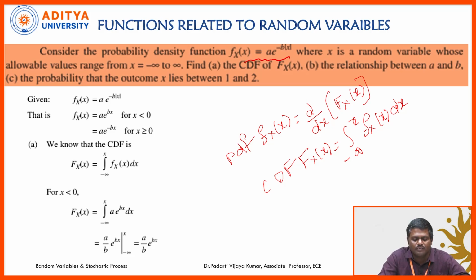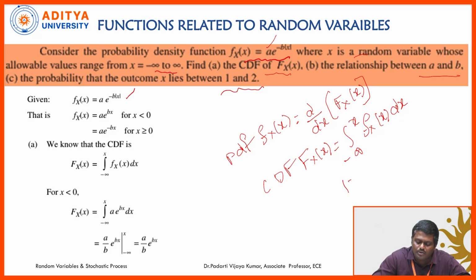Here the problem is given like this: the probability density function is defined and x is a random variable whose values range from minus infinity to plus infinity. We are asked to compute the cumulative distribution function for the given density function, and also we need to develop the relationship between a and b, and also we need to compute the probability when x is lying between 1 and 2. So, the density function is given.